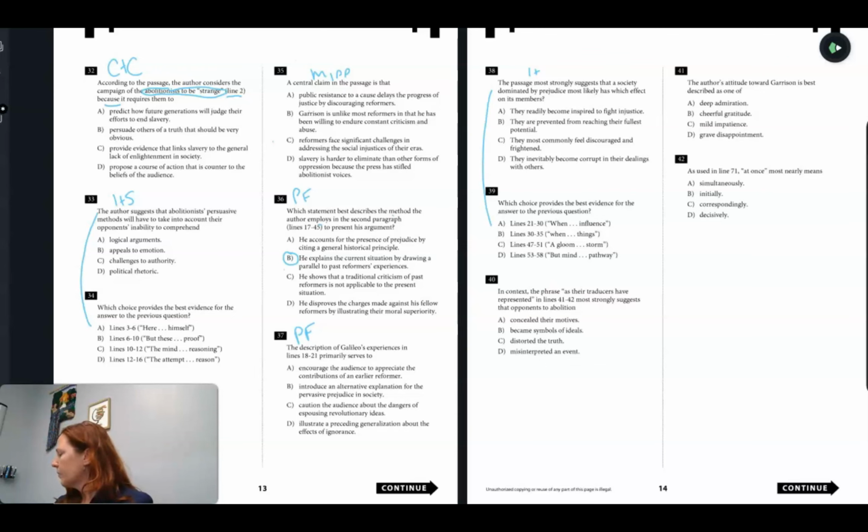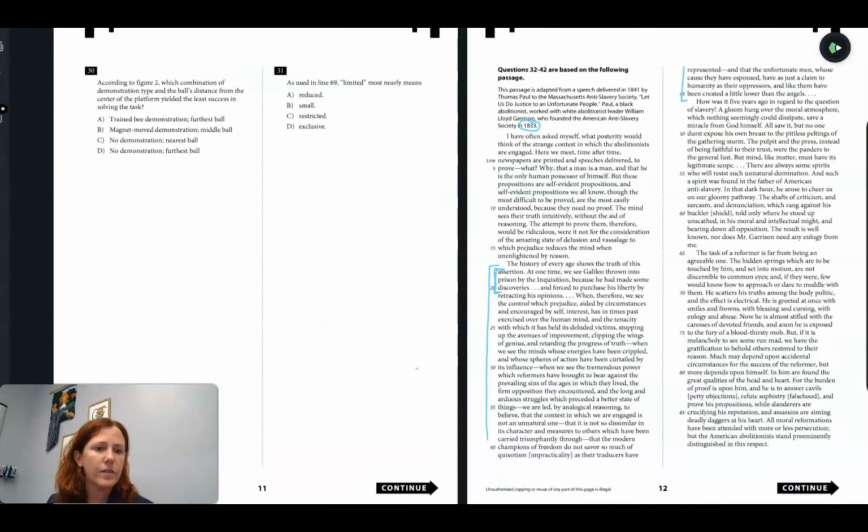Number 40, in context of the piece, as their traducers have represented, most strongly suggest, so a little inference question, but it tells us where to look and what to look at. It does not have a COE follow-up, so I'm looking for what is being implied by this line. So I'll just have to read around that when I get there. The author's attitude towards Garrison is described, so this word description, and I'm asking about a detail, that's going to be a content and characterization question, and I'm really just looking for the attitude towards Garrison. In line 71, at once, this is a clear word in context, so I just need to go to line 71 and circle the word at once.